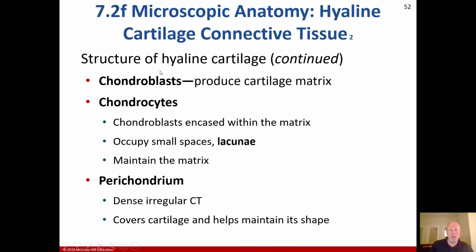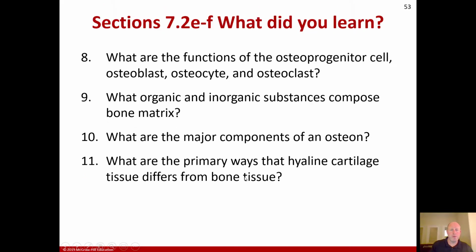The hyaline cartilage also has chondroblasts that produce the cartilage matrix. The chondrocytes are the chondroblasts that are encased within the matrix. They occupy small spaces, the lacunae, and they maintain the matrix. The perichondrium is dense, irregular connective tissue. It covers the cartilage and helps maintain its shape.